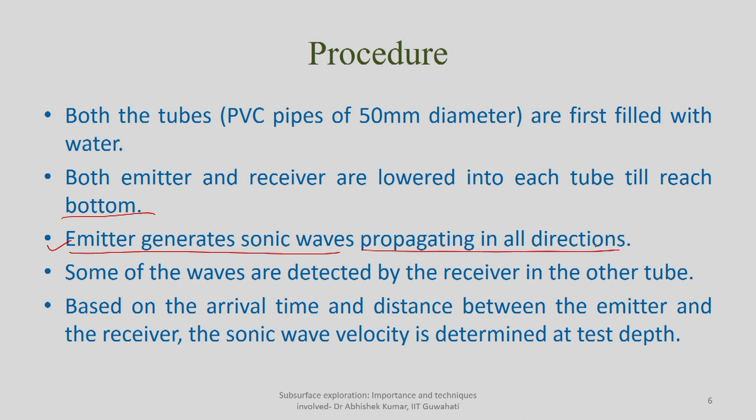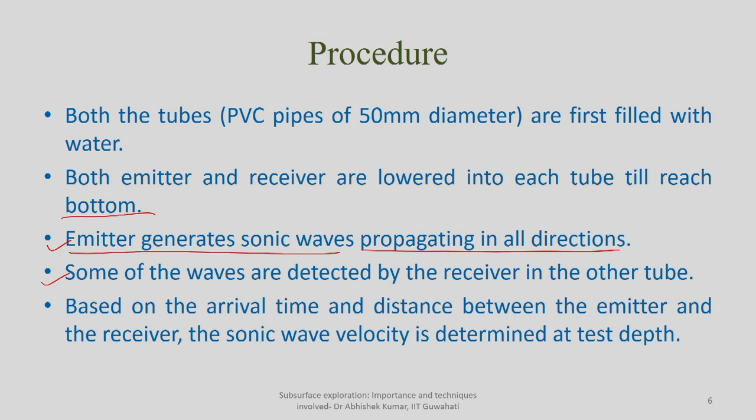It is not like the emitter is only generating the disturbance in the direction of the receiver. It is not. However, you are not able to receive other disturbances because there is no receiver to detect them. Then some of the waves are detected by the receiver in the other tube. So knowing in which tube you have lowered your receiver is going to give you an idea about the travel time and the distance between the source and the receiver.